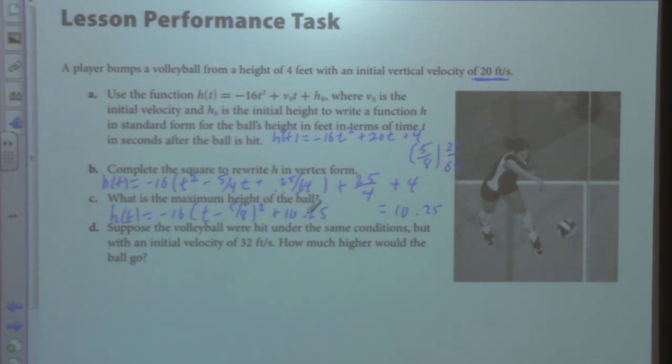And I know I sped up there at the end, and we didn't actually do part D. We were running short on time, so I had to just hang on to that.